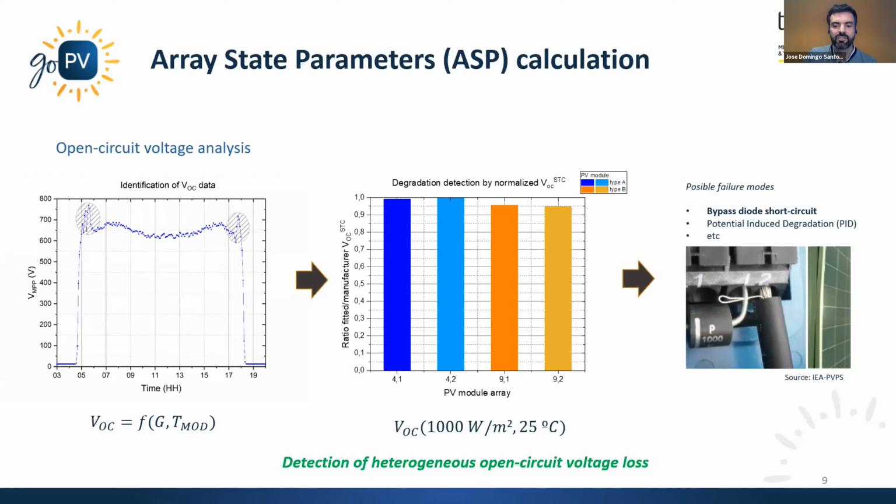Additionally, a set of array state parameters are also extracted, among them the VOC at the standard test conditions. In this example, it can be observed how two PV arrays of different PV module technologies present differences in the degradation level of VOC, which could be linked to a specific set of failure modes. I put here some examples.